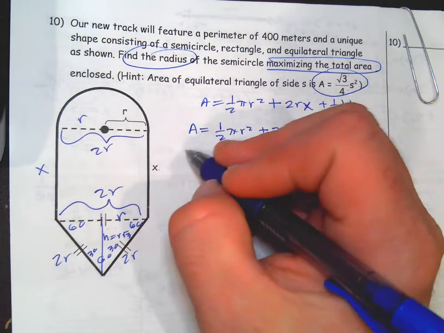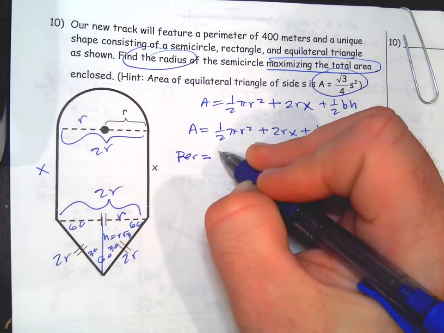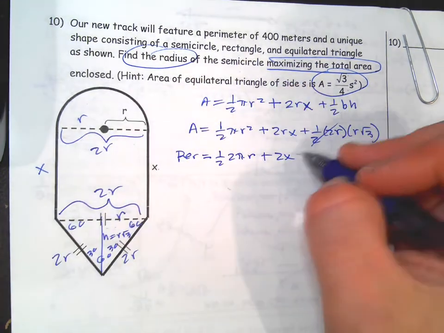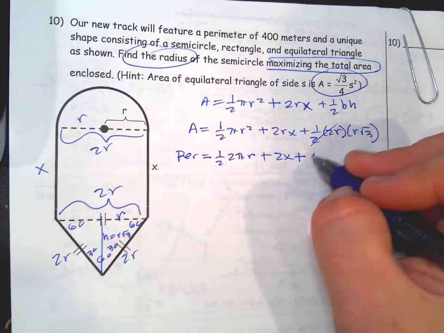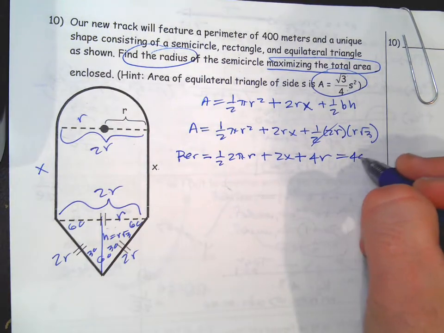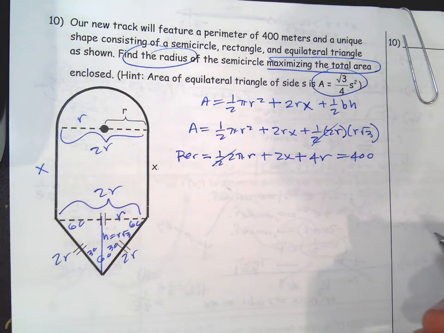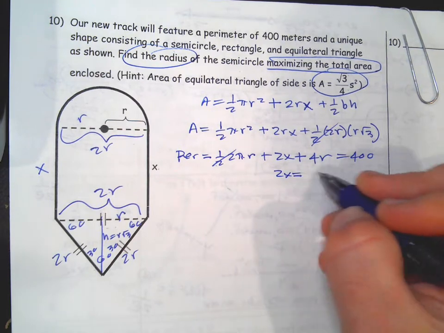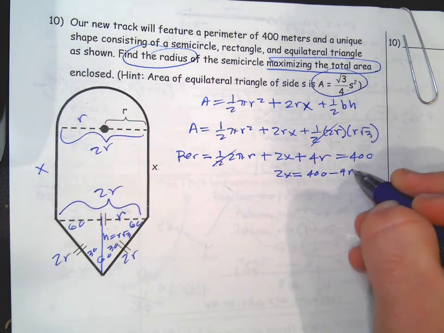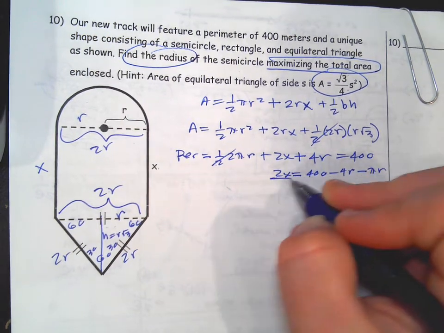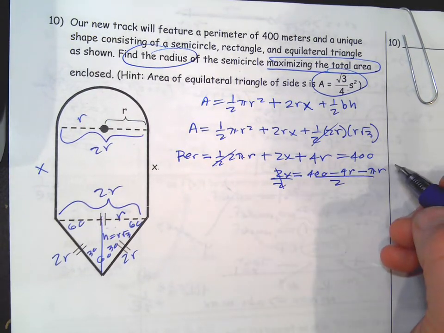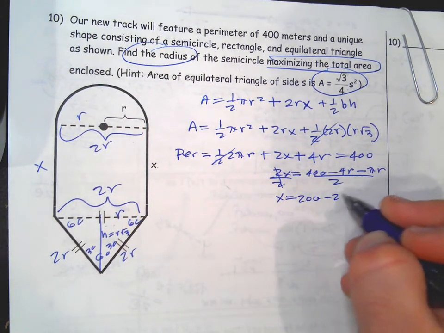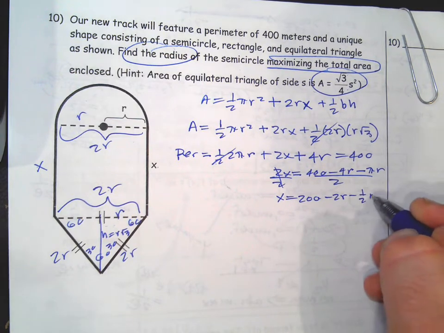That's where the 400, the perimeter of the shape, comes in, which is 1/2 of 2 pi R circumference, plus 2 x's, plus these two sides here, which are another 4R. It should add to 400. So we could either solve for x or r. I think it'd be easier to solve for x. So 2x equals 400 minus 4r minus pi r, divided by 2. So that's your x. X equals 200 minus 2r minus 1/2 pi r.